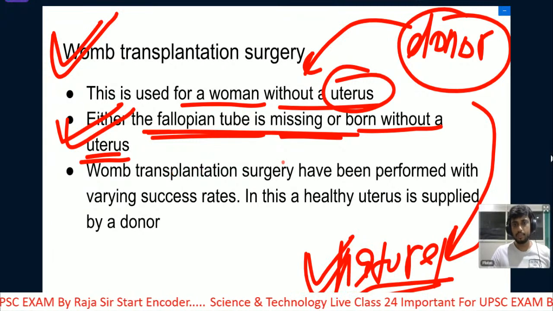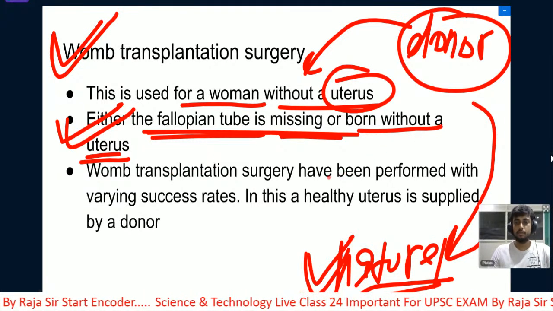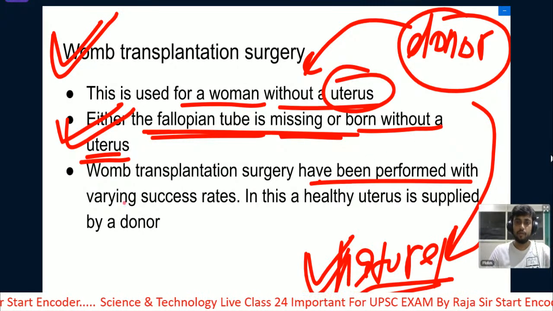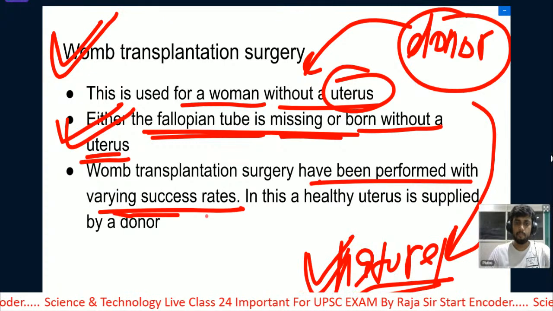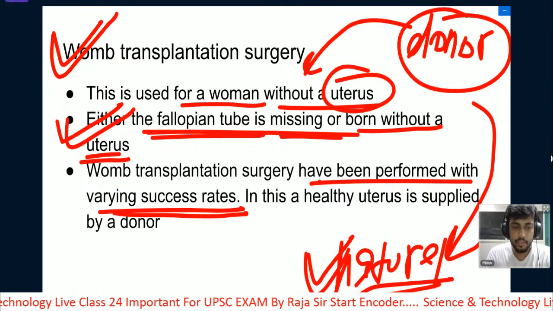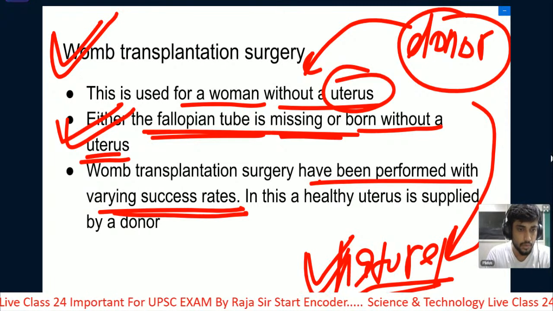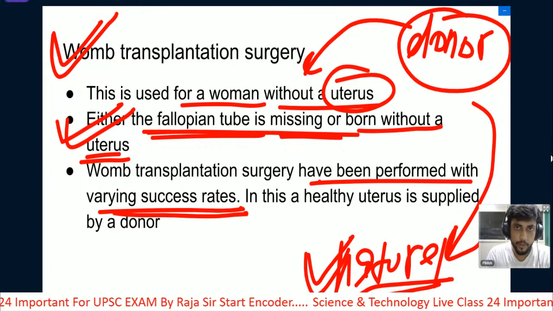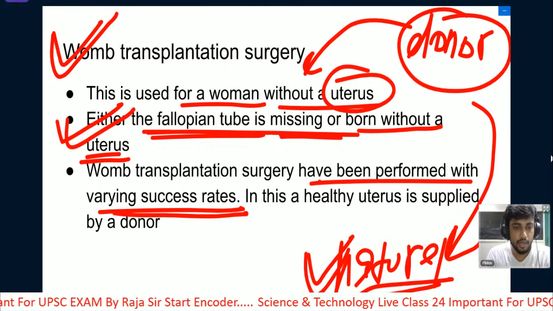For this womb transplantation surgery, they have been performed with varying success rates. Okay, so this womb transplantation surgery, it is also not, yes Nitin, fallopian tubes, they where the eggs are produced.